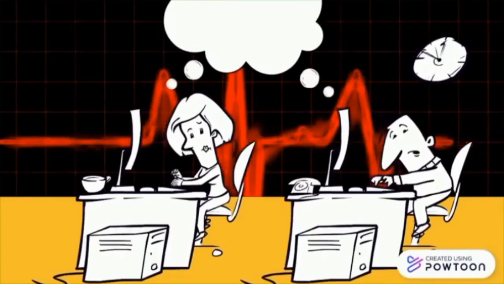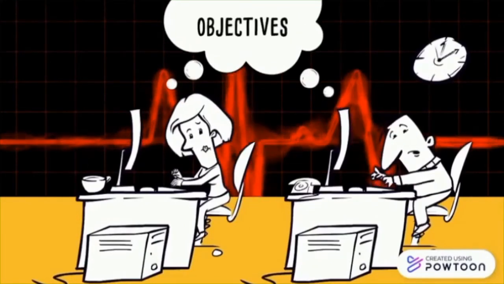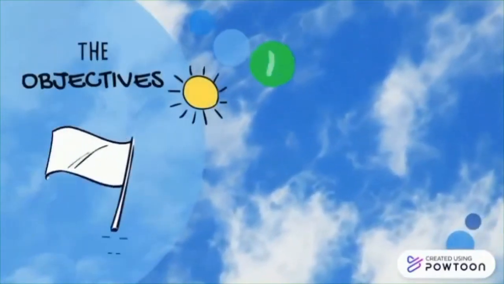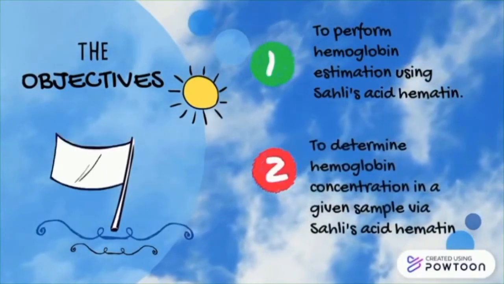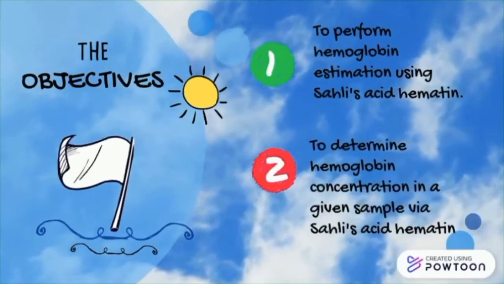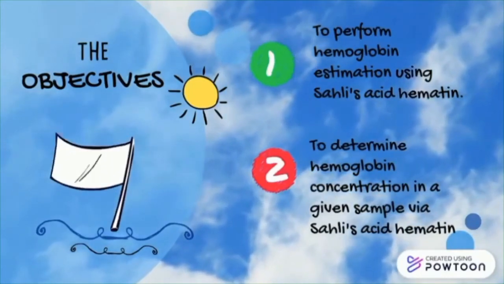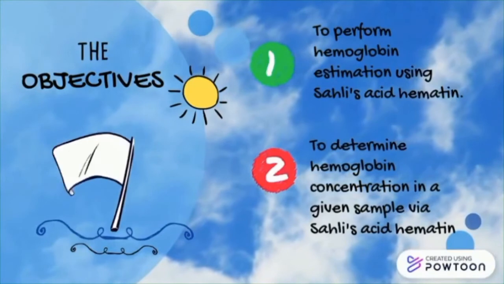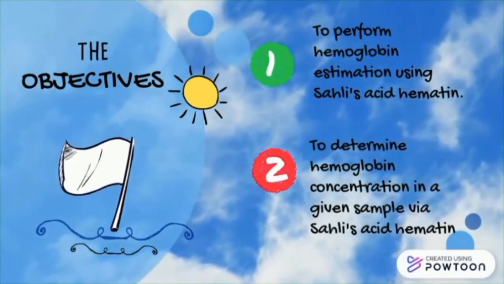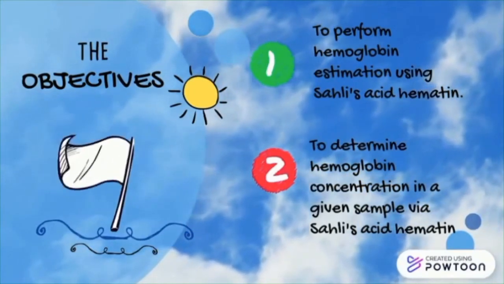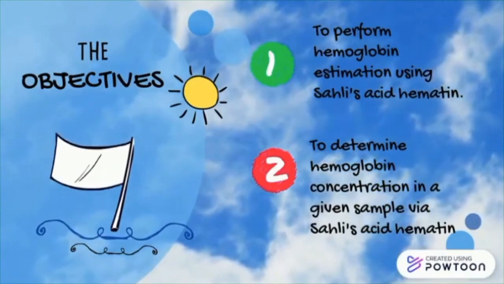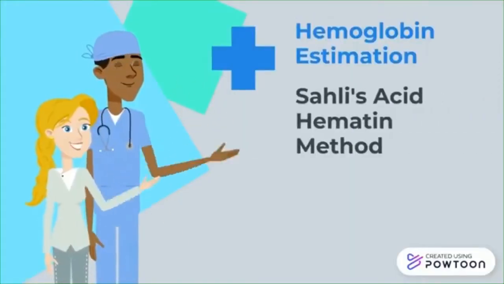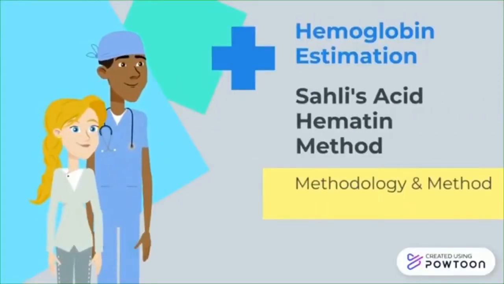Next, the objective of this experiment. We have two objectives. The first one is to perform hemoglobin estimation using Sahli's acid hematin or cyanmethemoglobin method. And the next one is to determine hemoglobin concentration in a given sample via Sahli's acid hematin or cyanmethemoglobin method.